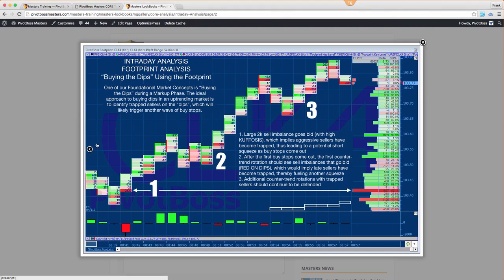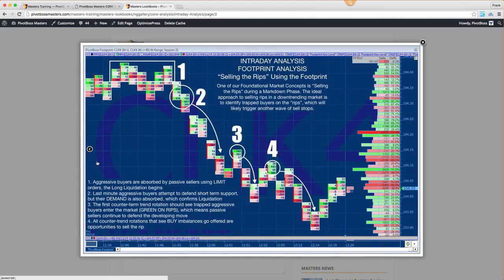Now, if we look at something like selling the rips, it's the exact opposite, but very similar. Once price gets going in a markdown phase, counter trend rotations, you want them to have large buy imbalances. And those large buy imbalances, if they don't get paid, result in sell stops coming out. Then a counter trend rotation, more buy imbalances, they fail to get paid, another rotation as the sell stops come out. In this case, it was great because price comes into an area.